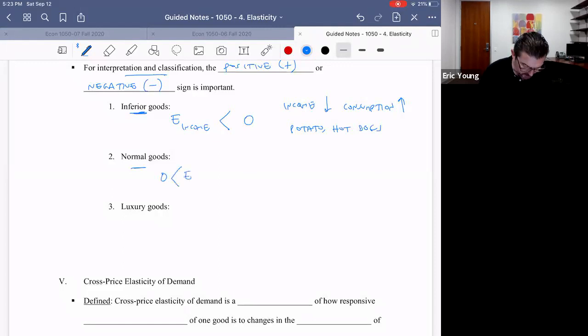Normal goods, on the other hand, are defined like this. For a normal good, the coefficient is going to be greater than 0, but less than 1. So it's going to be a positive number. That implies that as income goes up, consumption goes up. Most goods, everything from apples and pears and fruits to new cars to everything in between, most items that we deal with in the economic world are going to be normal goods.